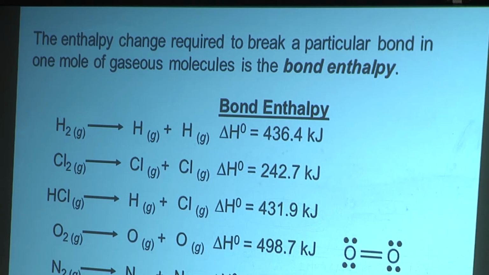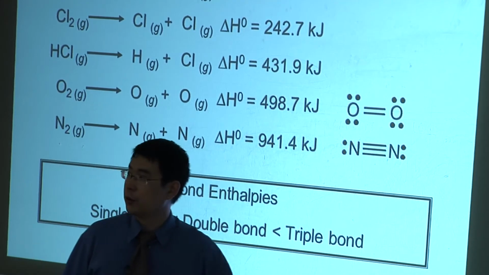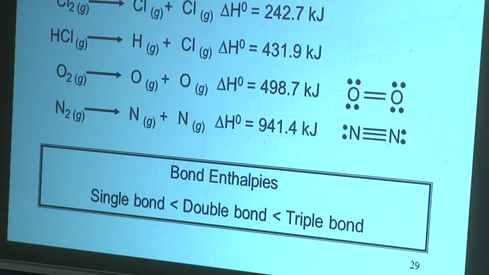is as you go from a single bond to a double bond to a triple bond, the bond enthalpy increases. Right, so what does that mean? That means particularly if you're looking at the same atoms, an O single bond O is going to have a lower bond enthalpy than an O double bond O, which is going to have a lower bond enthalpy than an O triple bond O, if we were to form such a thing.